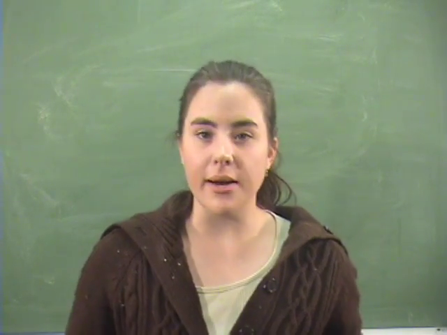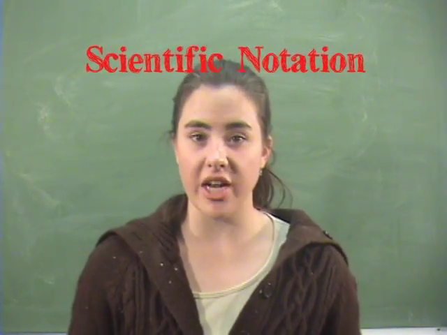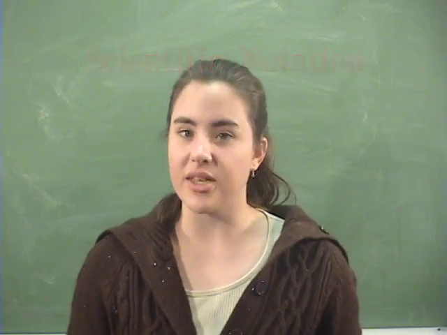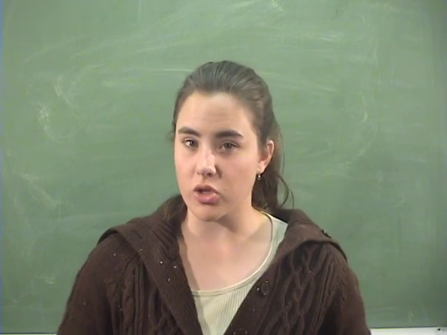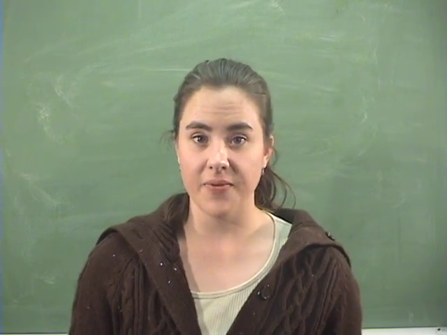So what we do in math is a form called scientific notation. This helps you keep up with exactly how many zeros you meant to have after that one so that you don't get confused about what you were supposed to be multiplying and dividing.